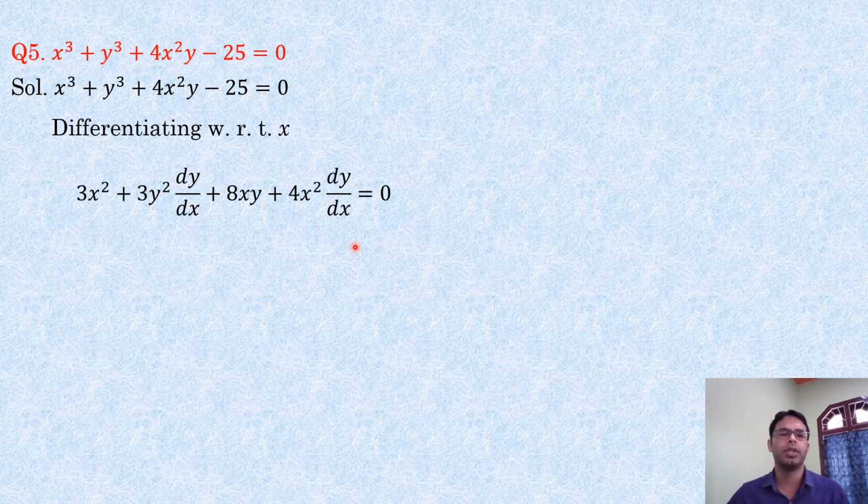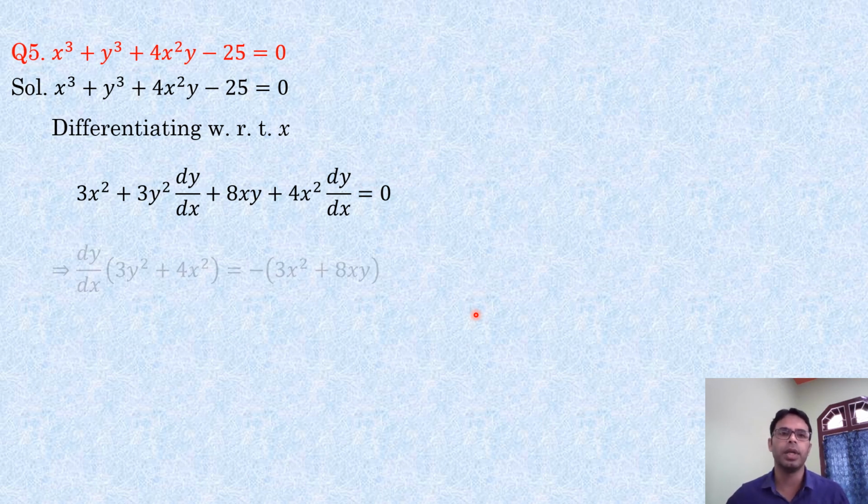So this is the differentiation. You got my point. This is 3x square, y cube is 3y square dy/dx, plus this 4x square derivative is 8x into y remaining same, plus 4x square remaining same, y derivative is dy/dx, 25 is 0, and the right hand side is obviously 0.